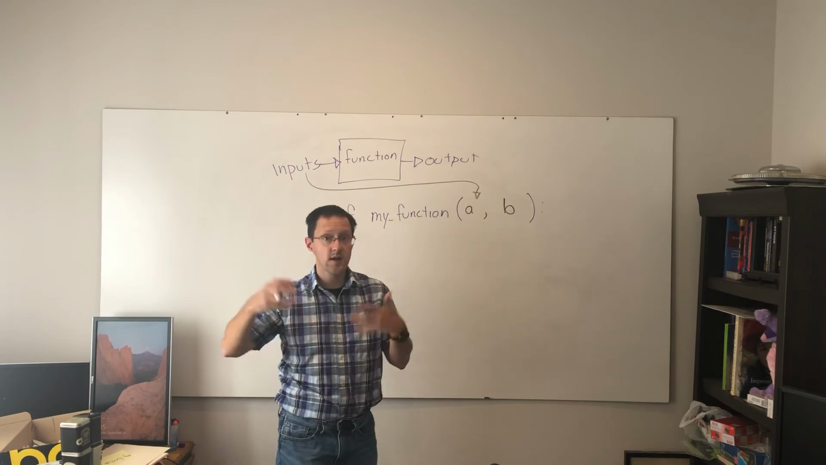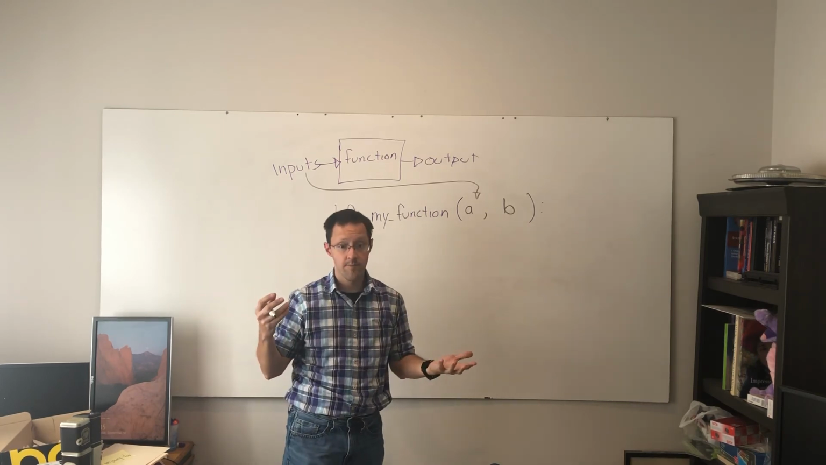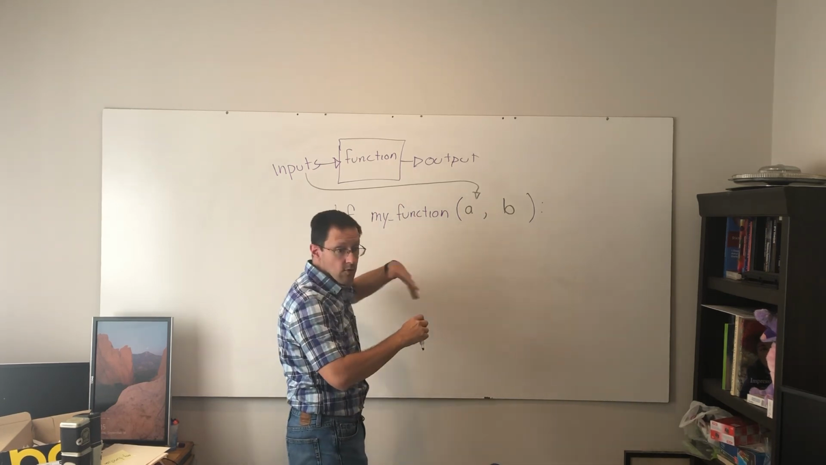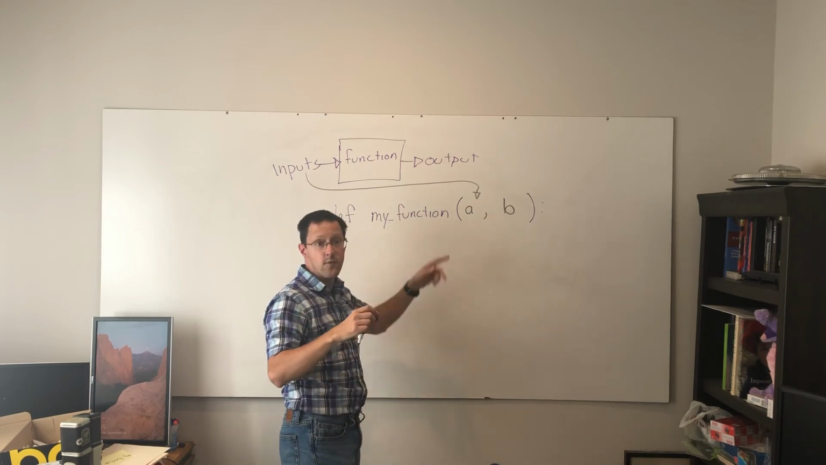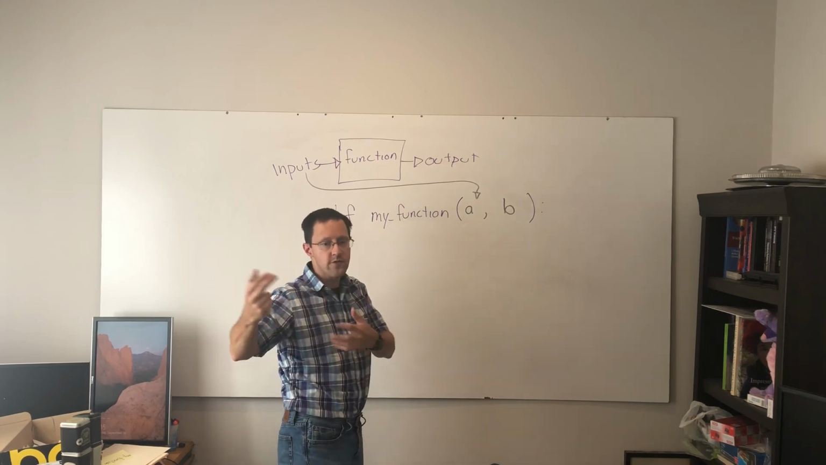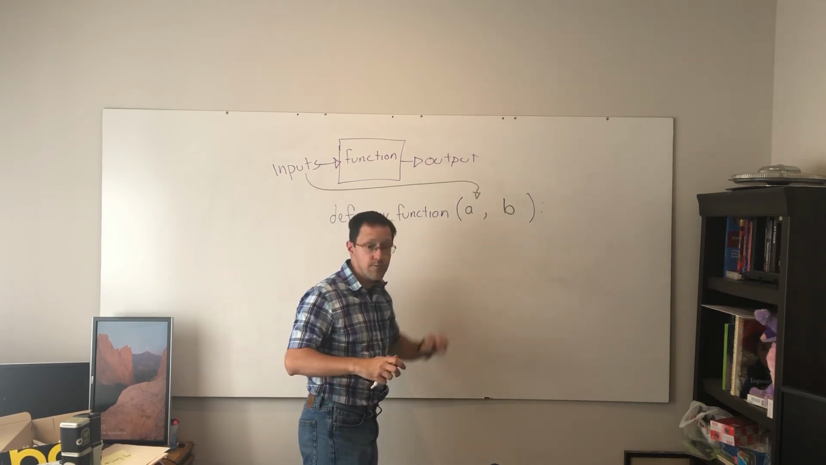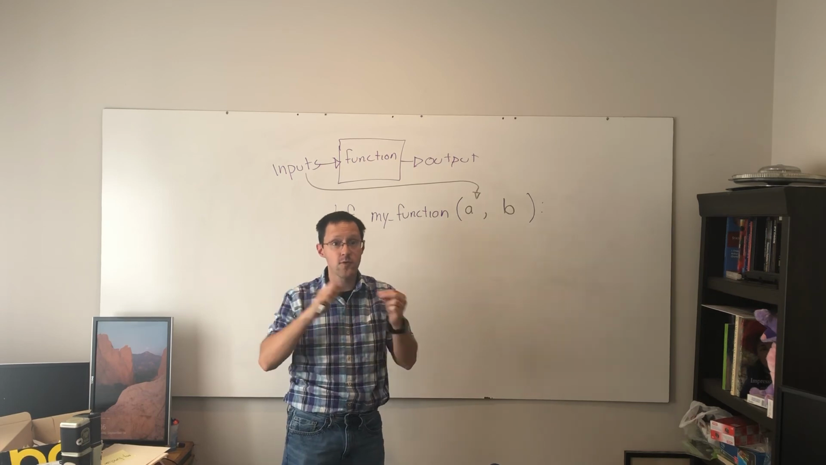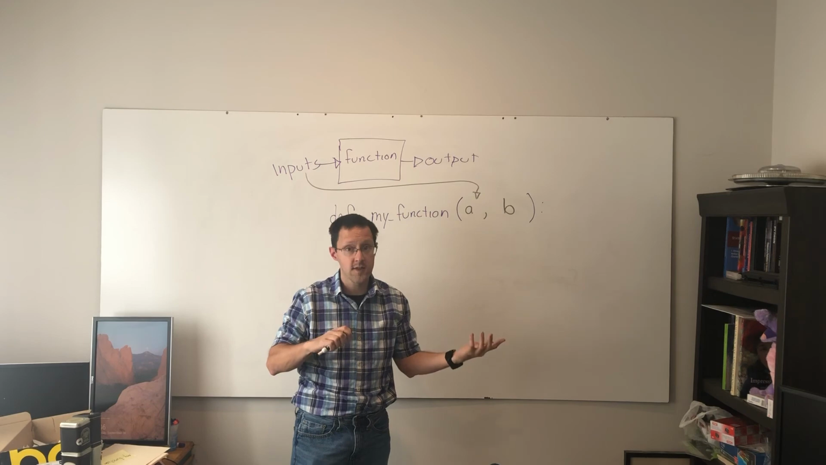So I'll put in a couple of input parameters here, A and B. This function that we are creating now requires two pieces of information that we give to it, A and B. If you don't give it two pieces of information, if you don't give it two input parameters, it's going to complain and you'll get an error message.